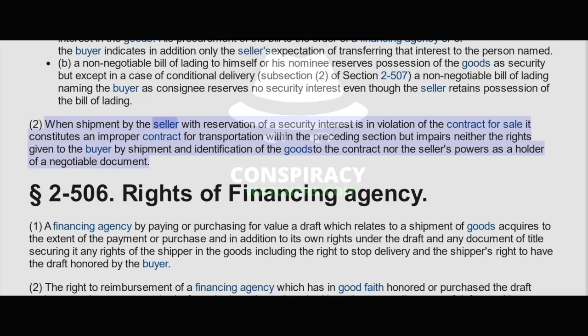When shipment by the seller with reservation of a security interest is in violation of the contract for sale, it constitutes an improper contract for transportation within the preceding section but impairs neither the rights given to the buyer by shipment and identification of the goods to the contract nor the seller's powers as a holder of a negotiable document.